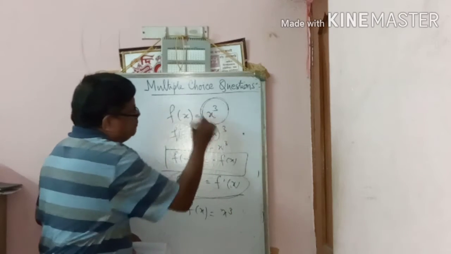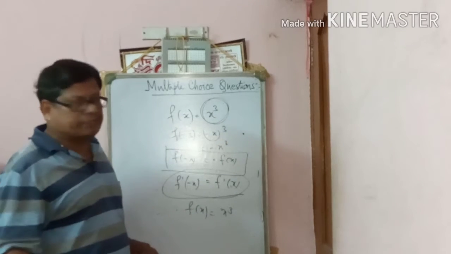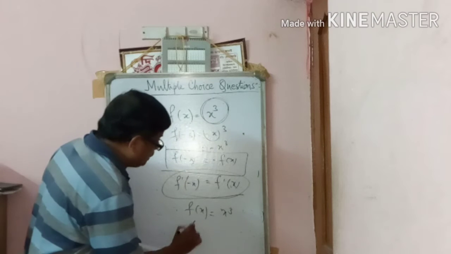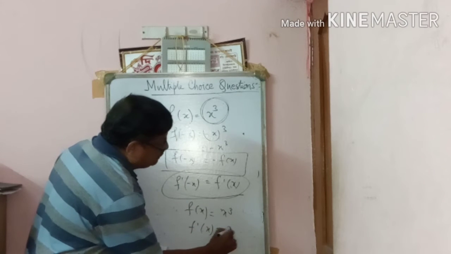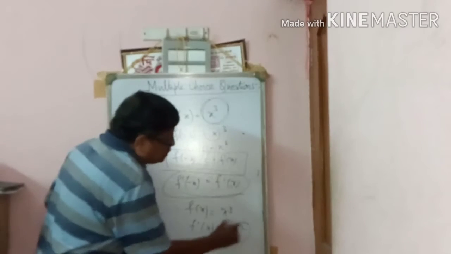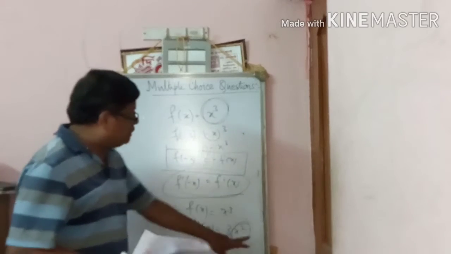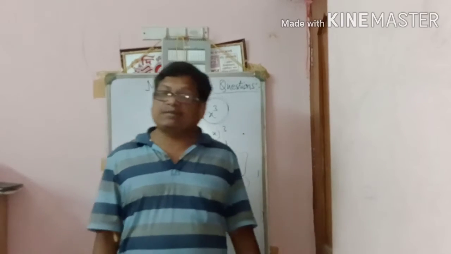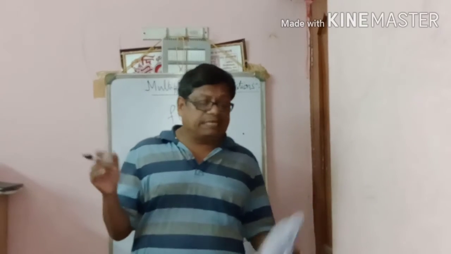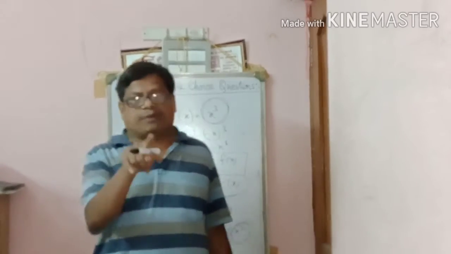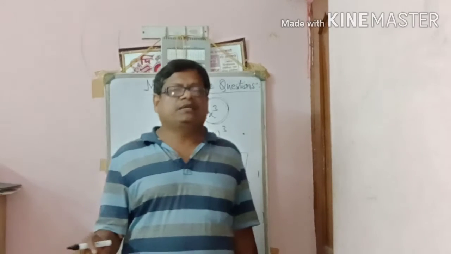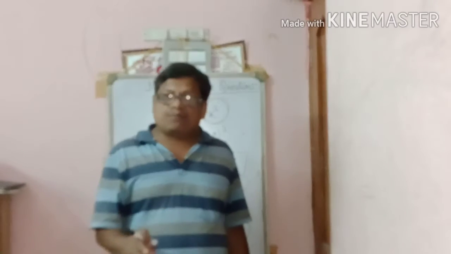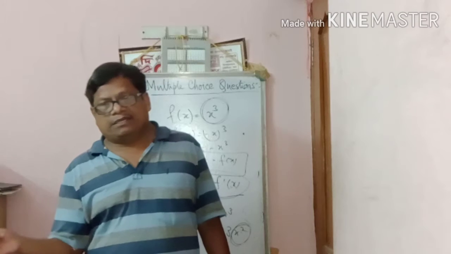If this function is an odd function, find its derivative. So f'(x) you can write as 3x square. Now see, x square is even function. So the derivative of an odd function is even. Similarly, the derivative of an even function is odd. Keep in mind: the derivative of an odd function is even, and of an even function is odd.